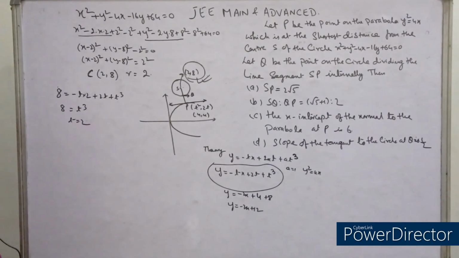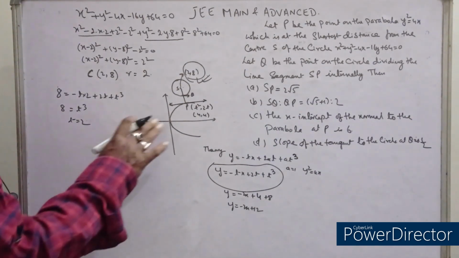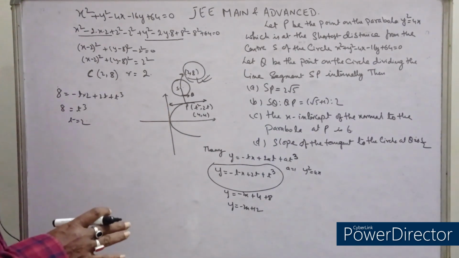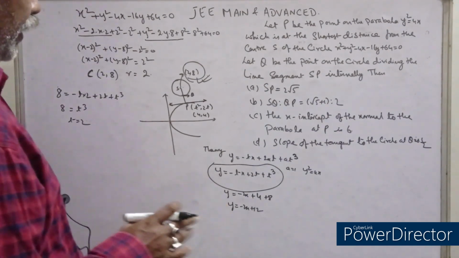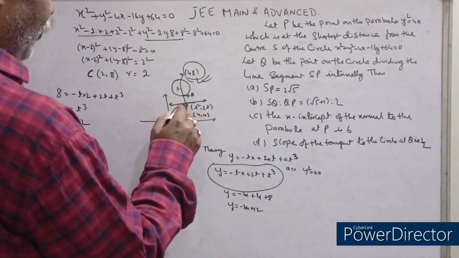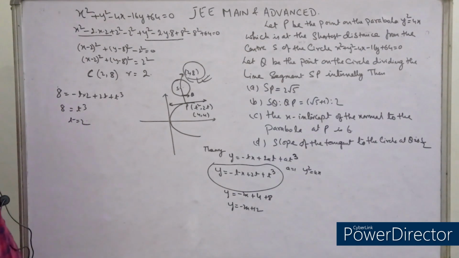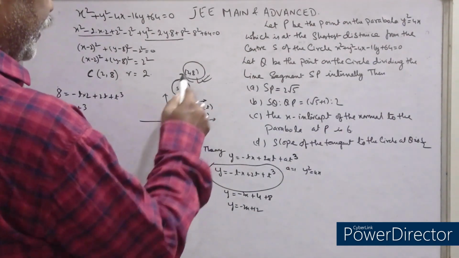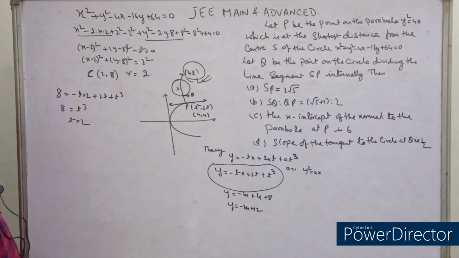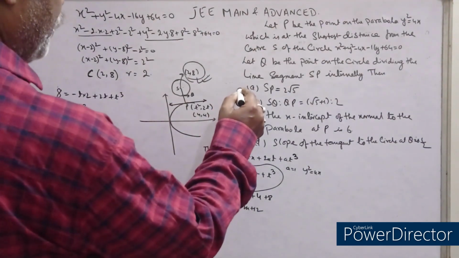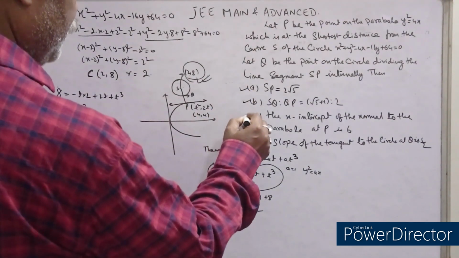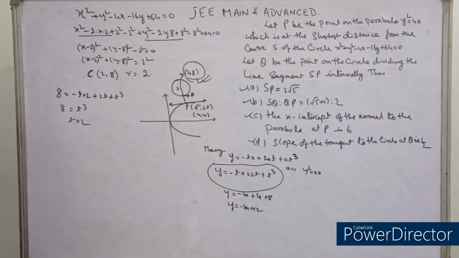So I have found all these required values. That means I have found the value of P, and then the center of this circle. Now I will move step by step. This is SP. Now I am going to move step by step.